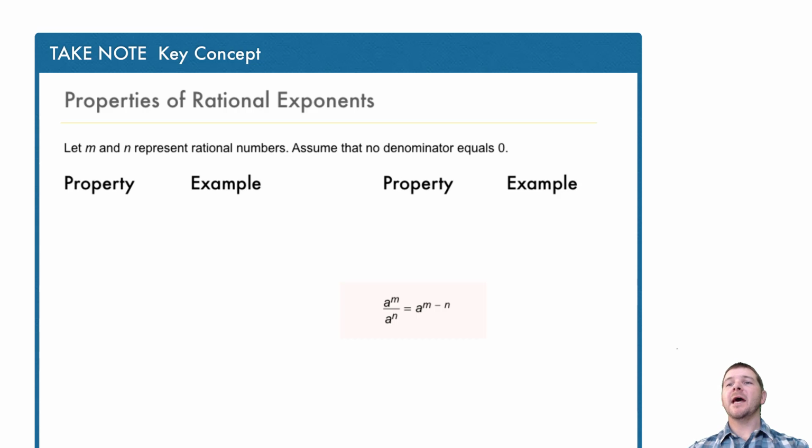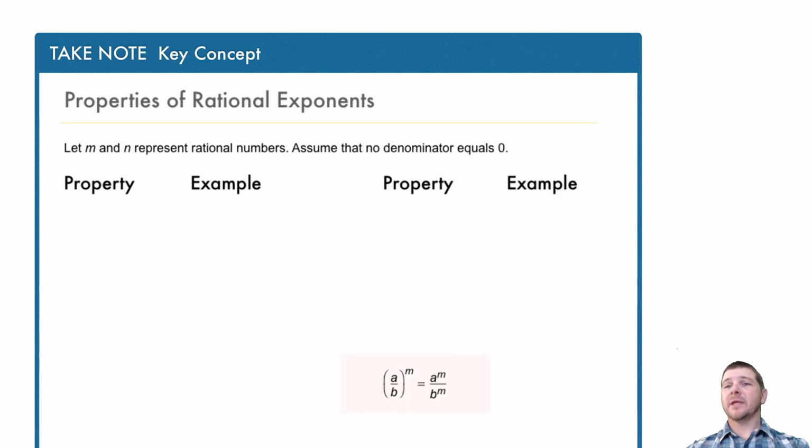Next, a to the m over a to the n equals a to the m minus n power. For example, 7 to the 3/2 power over 7 to the 1/2 power equals 7 to the 3/2 minus 1/2 power, and that's 7 to the first power, or simply 7.